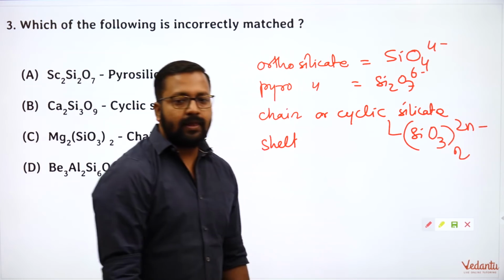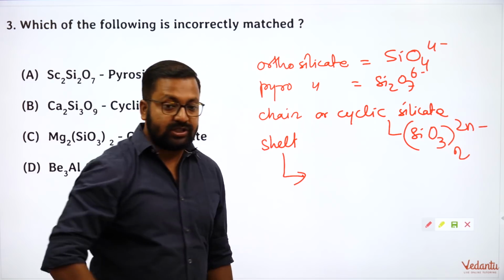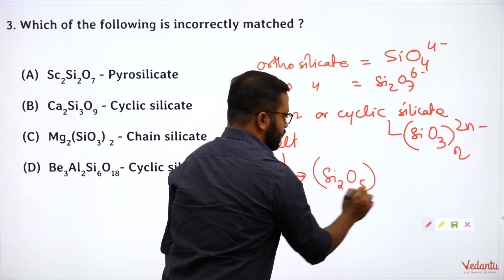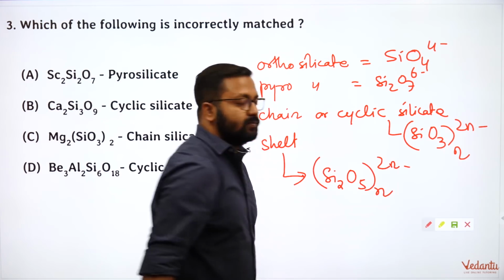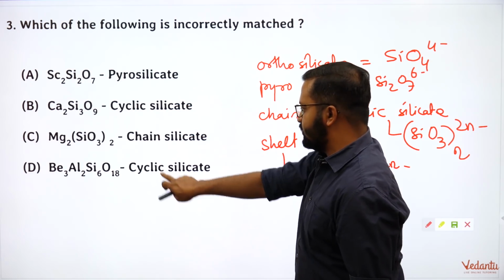Chain or cyclic silicate, SiO3 2n minus. While sheet silicate will appear in the form Si2O5 2n minus. Okay, now options are given: pyro, cyclic, chain, cyclic.